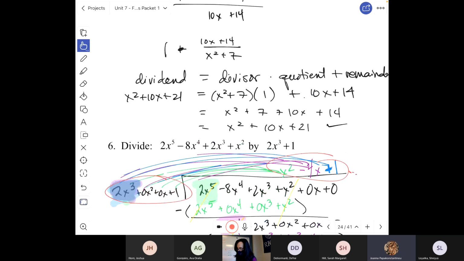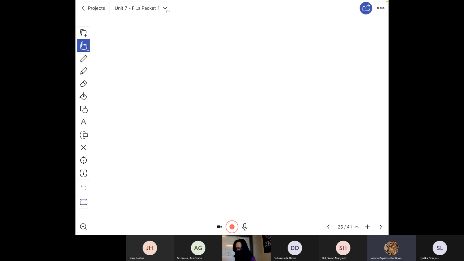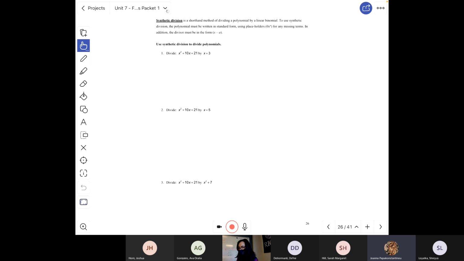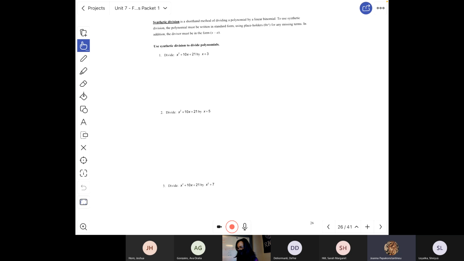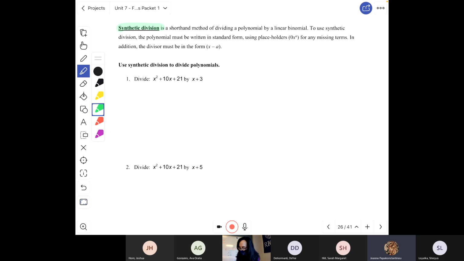So similar to what we did up here, right? We okay with long division? Yeah, that's fun. That's exciting. Well, there's another type of division you can do, but it only works in special cases. But boy, when you can use it, I would use it. It is called synthetic division. So it's a shorthand, easy way to divide polynomials by only a linear binomial.